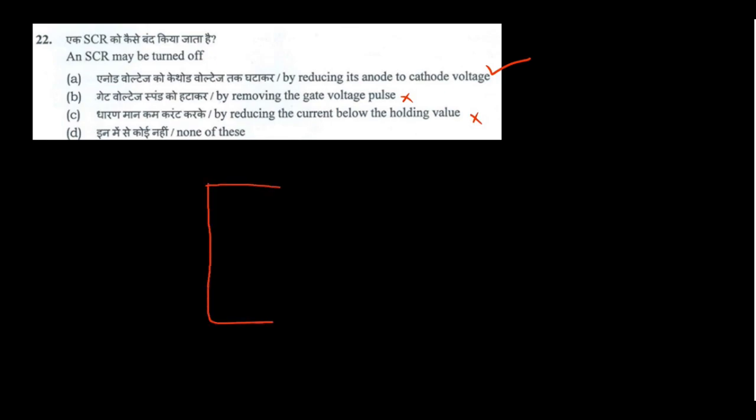Also, it's a PNPN device. Correct? SCR is a PNPN device. And how many junctions are there? J1, J2, J3. 3 junctions are there.